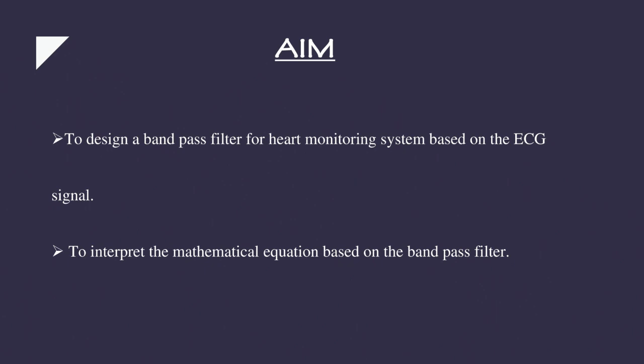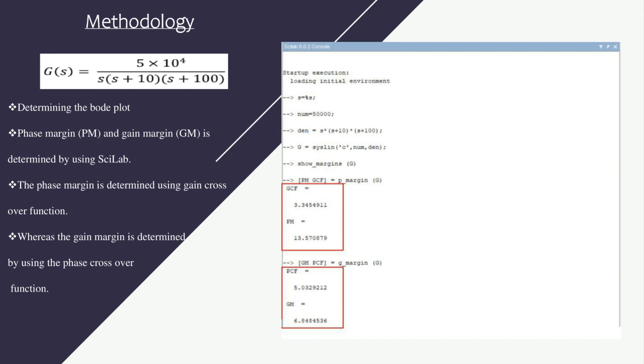Next, I'll go on to talk about the methodology. By entering these commands shown in the slide in Scilab, we will be able to obtain the bode plot for the given transfer function, that is, G(s) equals 5 multiplied by 10 to the power of 4 over s into (s plus 10) into (s plus 100), and we will get 2 graphs of it.